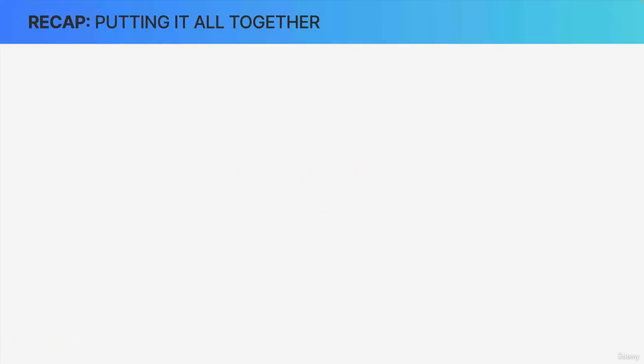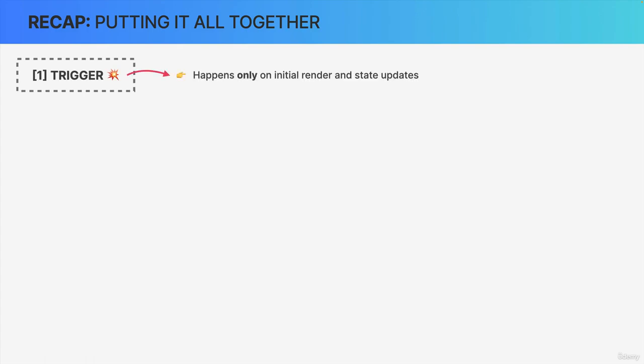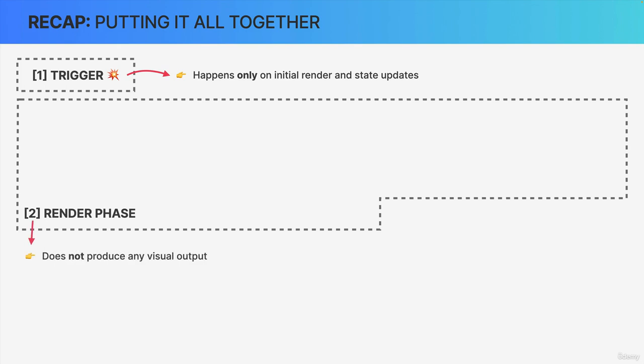All right, so after looking at all these phases in so much detail, let's do a quick recap here and summarize everything that we have learned. So the whole process of rendering and displaying a React application on the screen starts with a trigger, which can either be the initial render of the app or a state update in one of the component instances. This then triggers the render phase, which does not produce any visual output. So this phase starts by rendering all component instances that need a re-render. And rendering in React simply means to call the component's functions.